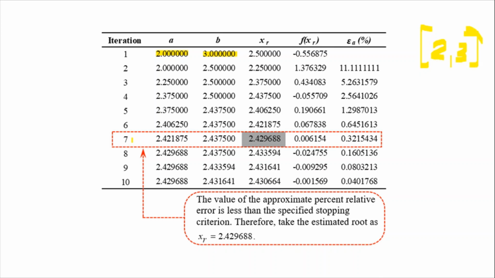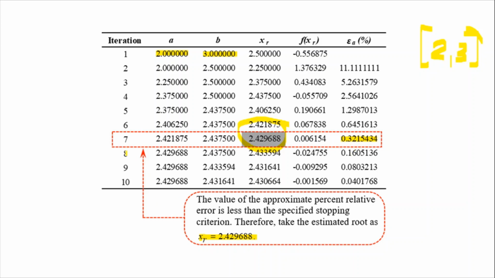At iteration 7, we get 2.49688. So the value of the approximate percent relative error is less than the specified stopping criterion. Therefore, take the estimated root as 2.429688. This is because our approximate percent relative error here is now at 0.32%, and we specified that the algorithm stops when the percent relative error is less than 0.5%.